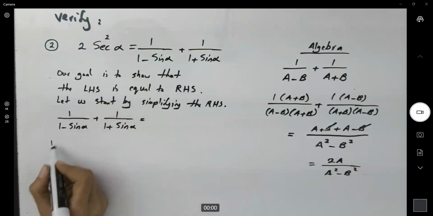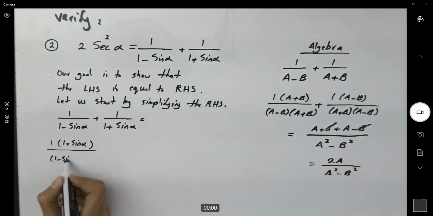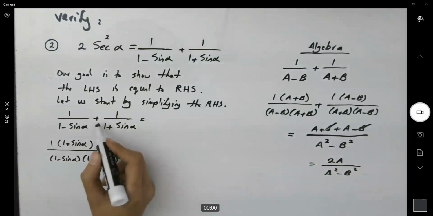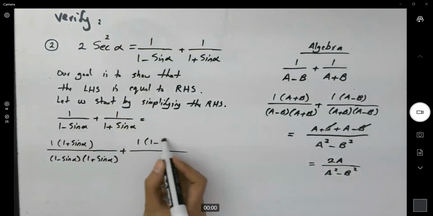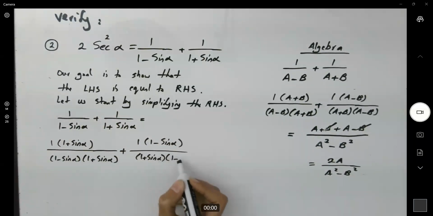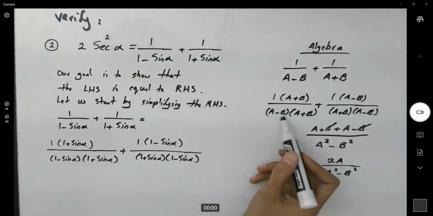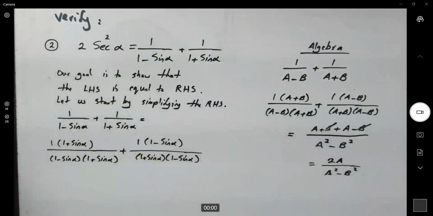This becomes 1 times 1 plus sine alpha divided by 1 minus sine alpha times 1 plus sine alpha. Plus, the operation is addition, now the second fraction, 1 times 1 minus sine alpha, over 1 plus sine alpha times 1 minus sine alpha. Again, here you have multiplication between 1 minus sine alpha and 1 plus sine alpha, a minus b times a plus b, which is a squared minus b squared.